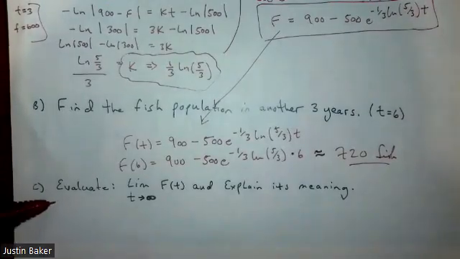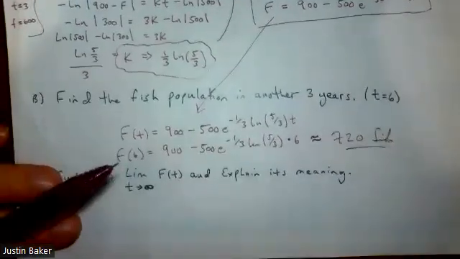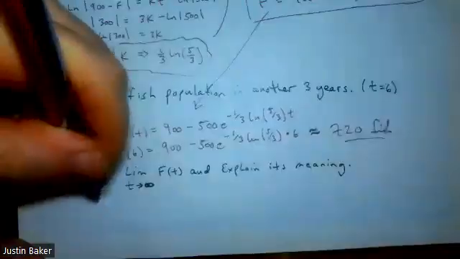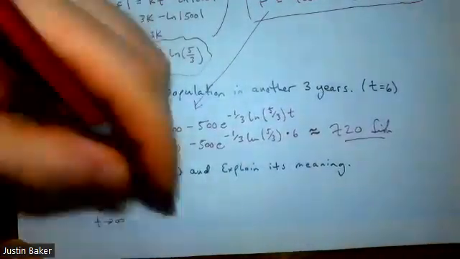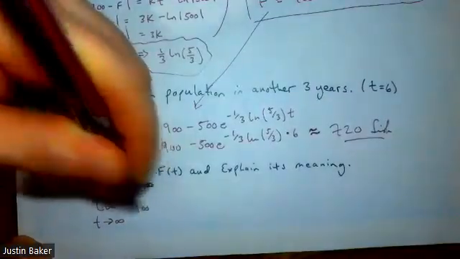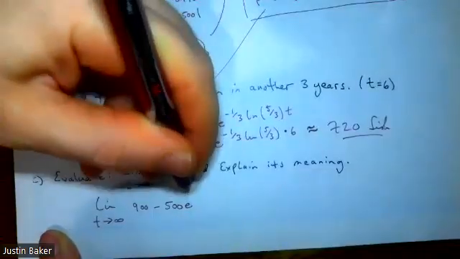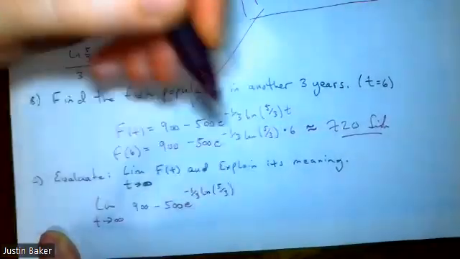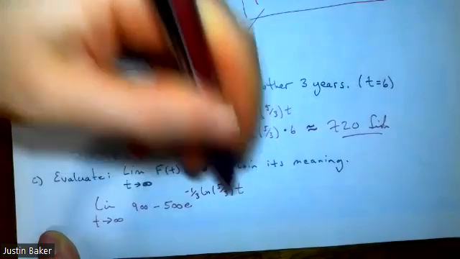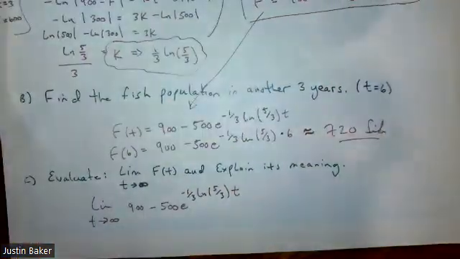All right. And the last piece, evaluate the limit as t goes to infinity. Okay, this has some important properties in it. So if we do the limit as t goes to infinity for f of t, well, we have a formula for f of t, and it's 900 minus 500 e to the negative 1/3 natural log 5/3 t. And it's the limit as t goes to infinity.